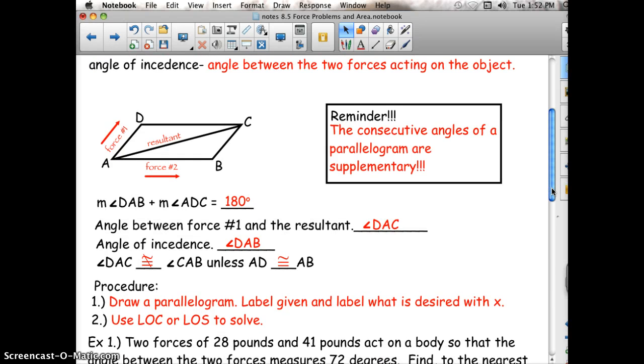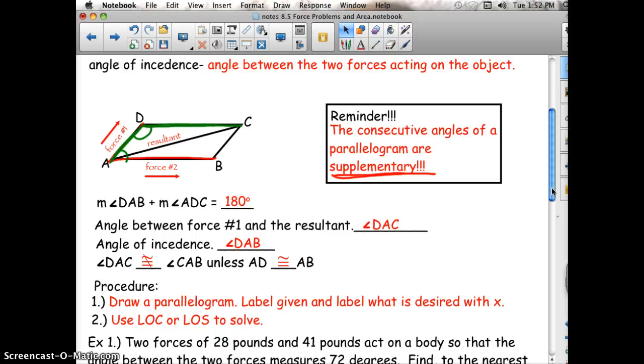Here's a reminder about some stuff for parallelograms. The consecutive angles of parallelograms are supplementary. Supplementary means they add up to 180. Okay, so you can see here angle DAB plus angle ADC, those are consecutive angles in that parallelogram, so they are supplementary. They add up to 180.